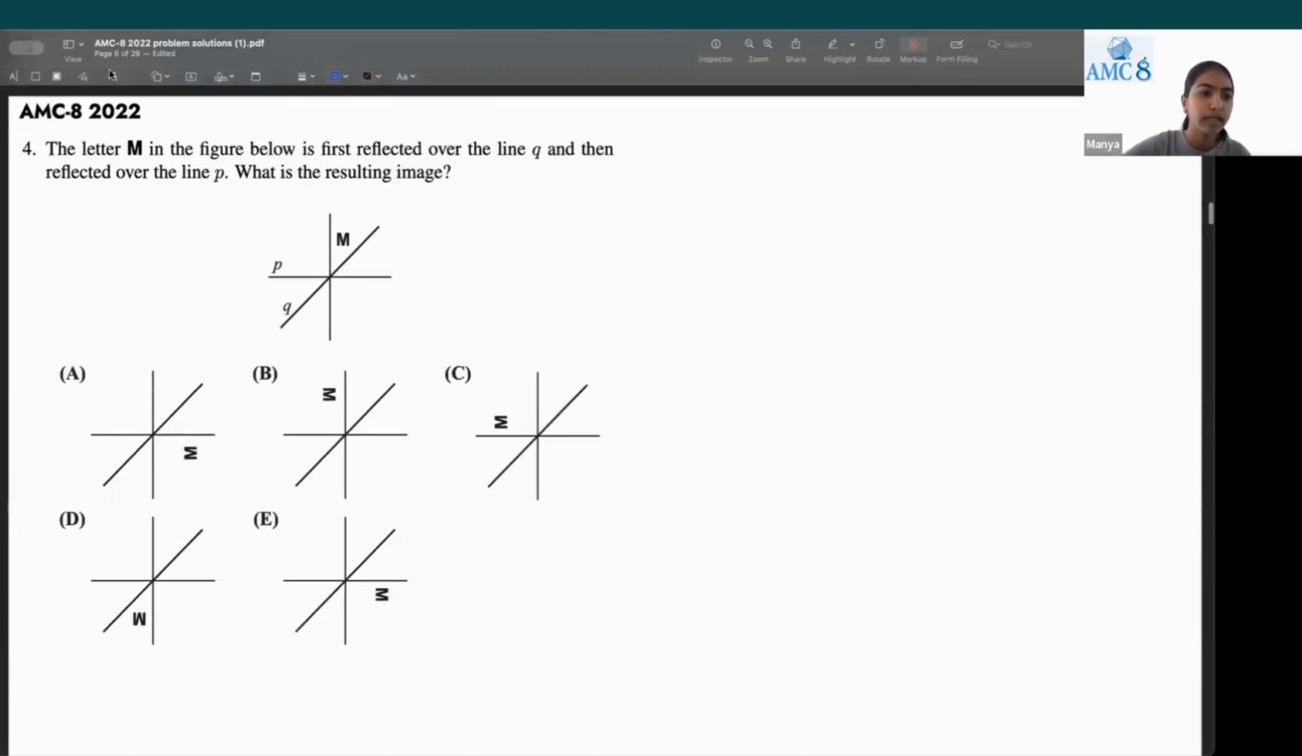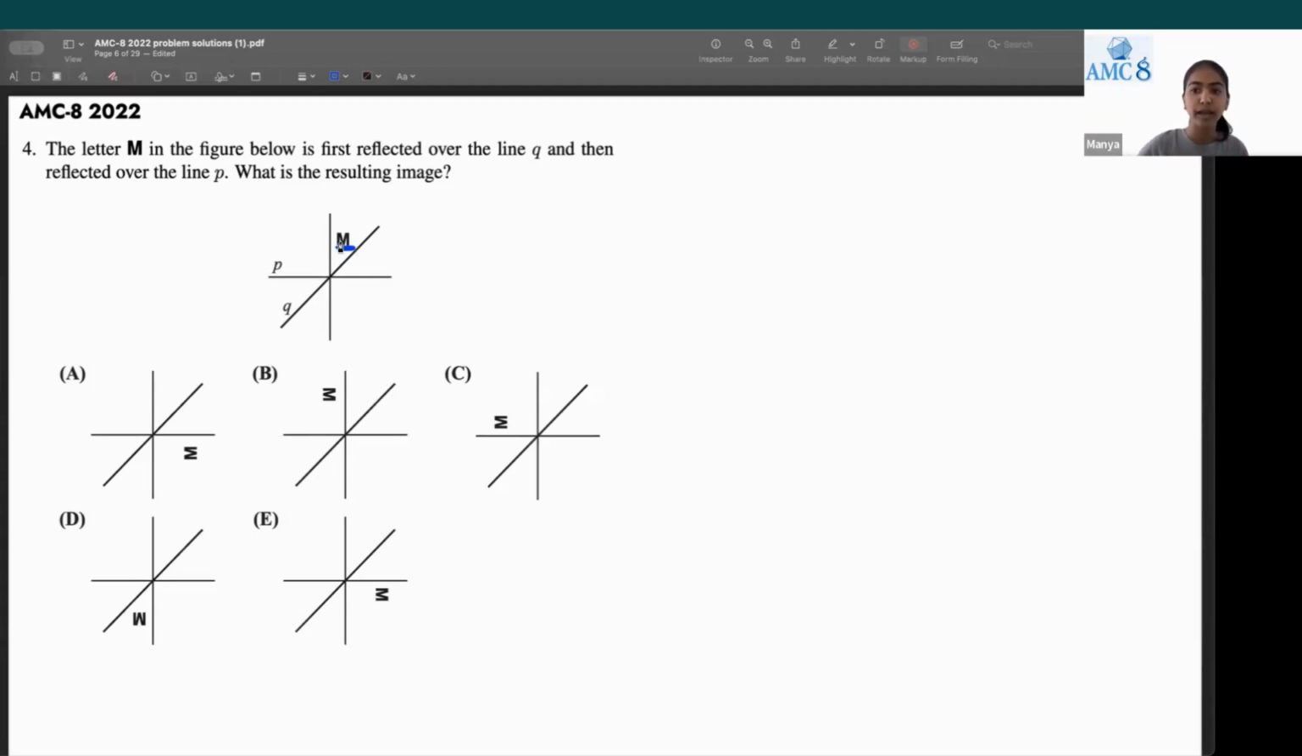Problem number 4. The letter M in the figure below is first reflected over the line Q and then reflected over the line P. What is the resulting image? So they told us this right here. They gave us an image just for reference. So the letter M is right here. In the figure below it is reflected over line Q. So think of it as a mirror. If you look into a mirror, then that's your reflection. That's called reflection. So it's going to show the same thing, a mirror image.